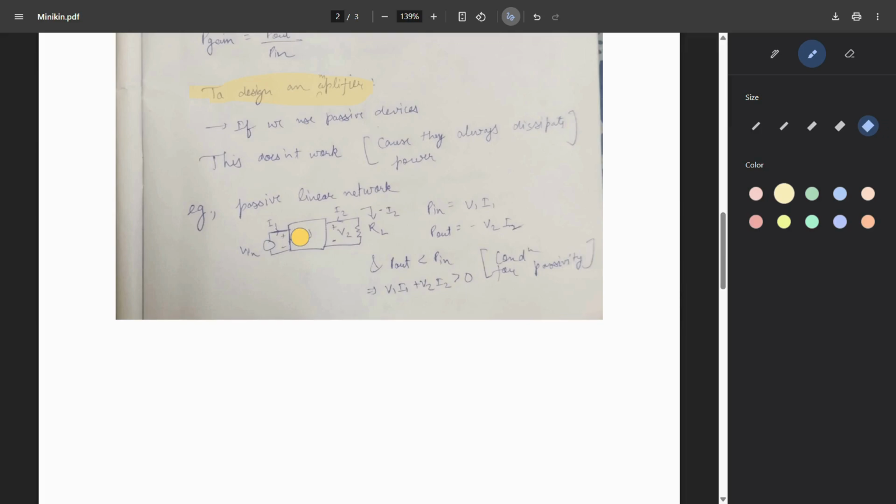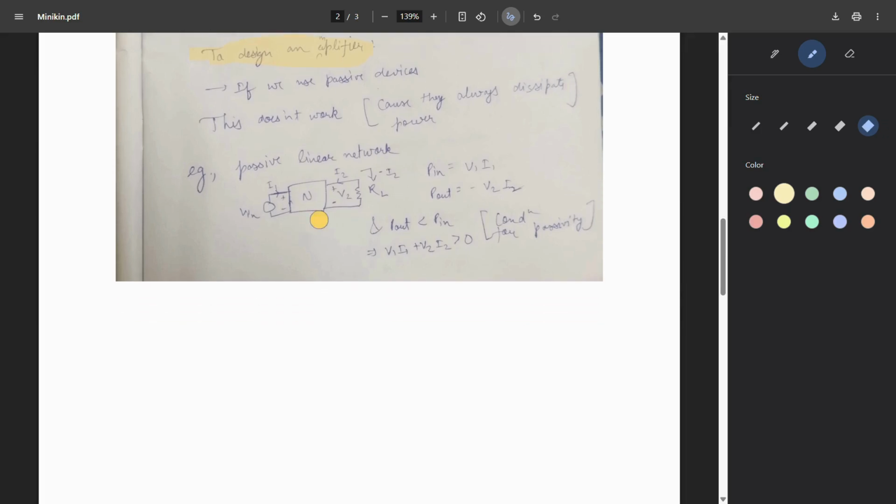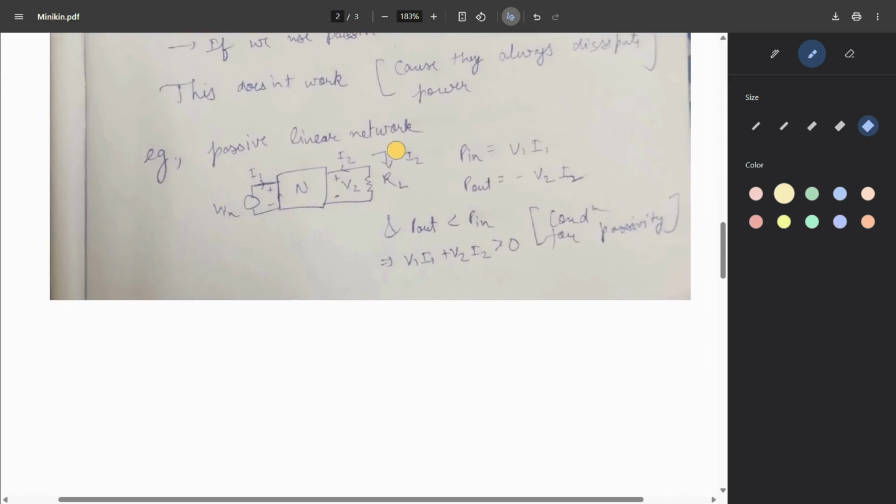So let's take an example of a passive linear network. The passive linear network is shown here. V in is given here, which we would also call V signal in later videos, so keep that in mind. So P in would be V1 into I1 and P out will be minus V2 into I2. The plus minus sign which you could see here: I2 is in this direction, so minus I2 would be in this direction, so P out would be minus V2 into I2.